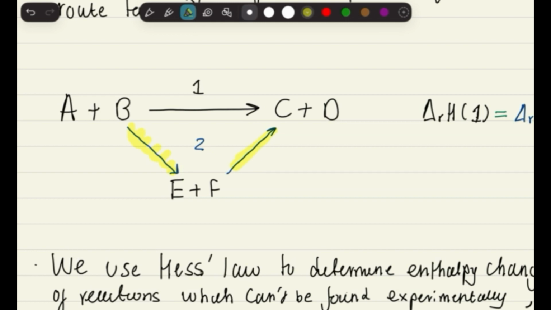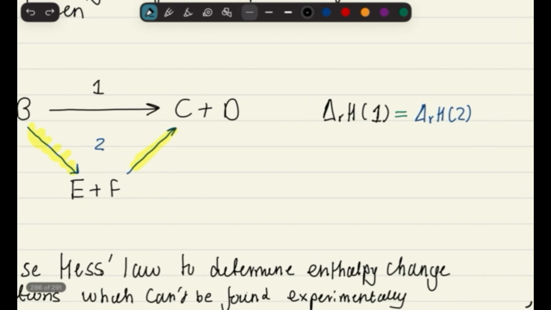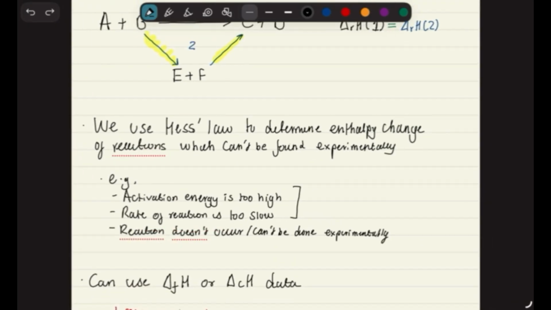What we're saying is that either this direct route, so we'll do on top the direct route here, or we have an indirect route here. Both of them have the exact same enthalpy. So the enthalpy change of reaction 1 is the same as the enthalpy change of reaction 2. We use Hess's law when we want to determine the enthalpy change of a reaction that we can't do experimentally.